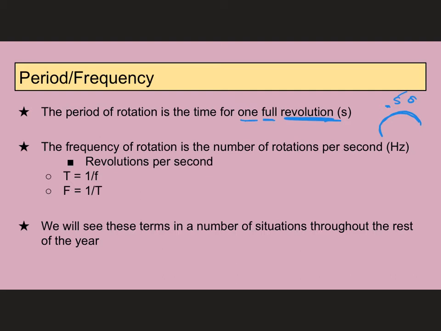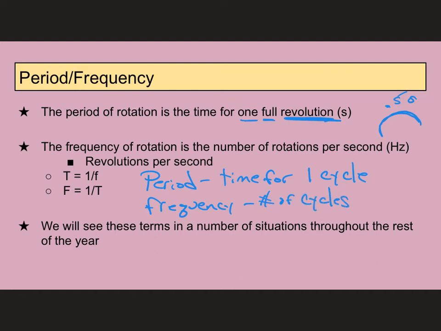The other piece of that period idea, though, is what we call the frequency. So period is the time for one cycle. The frequency is the number of cycles in 1 second. And these two values are inverse of each other. So the period is 1 over the frequency, and the frequency is 1 over the period.